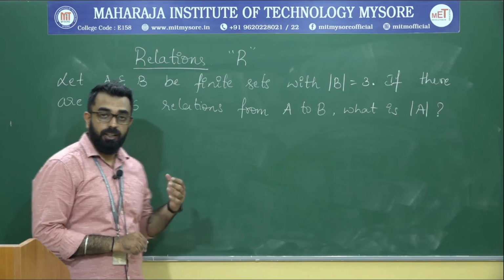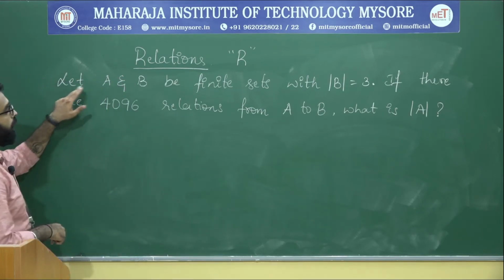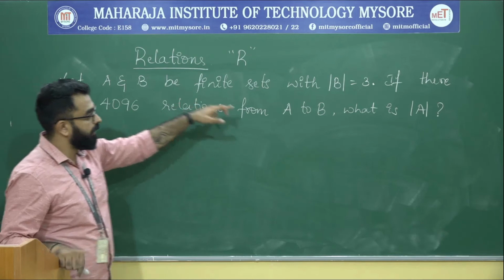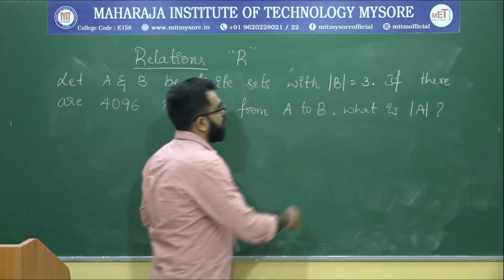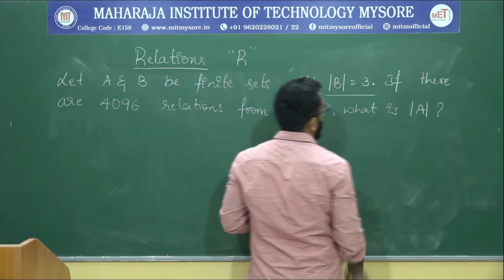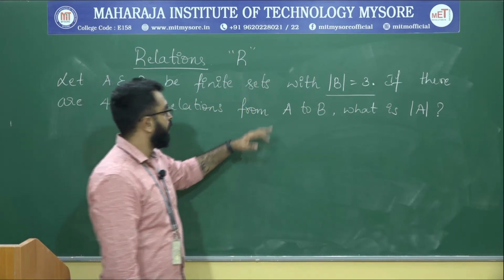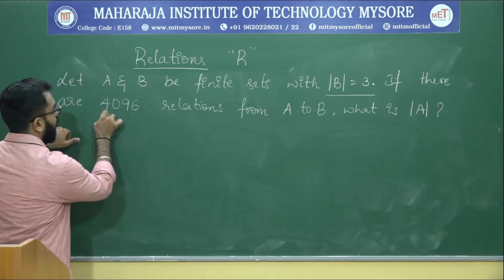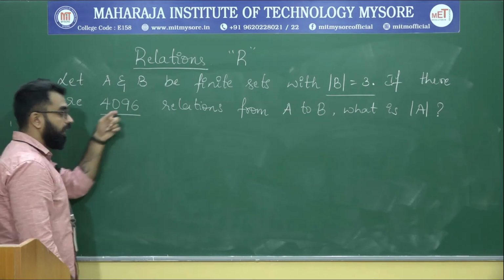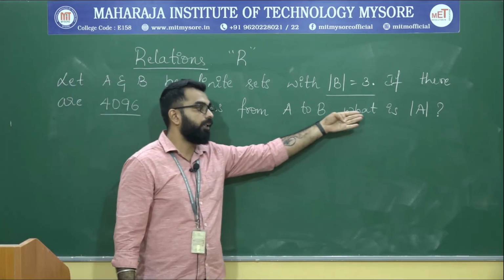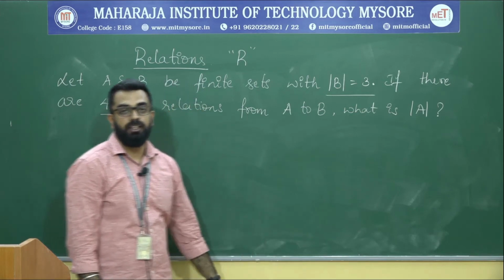Moving ahead, consider another example here. Let A and B be finite sets with the size of set B equal to 3. What is given here? The size of set B is given, that is 3. If there are 4096 relations from A to B, then what is the size of set A?